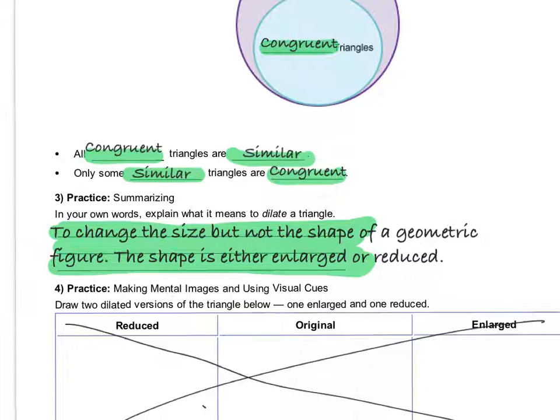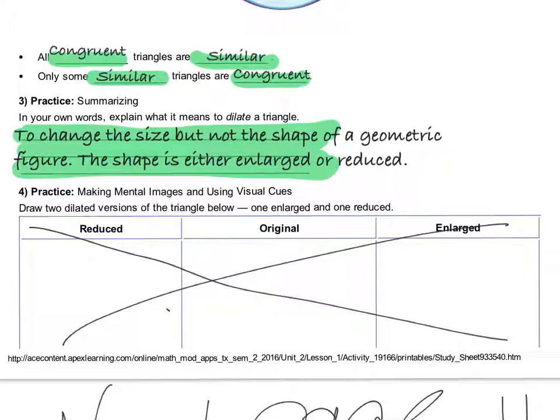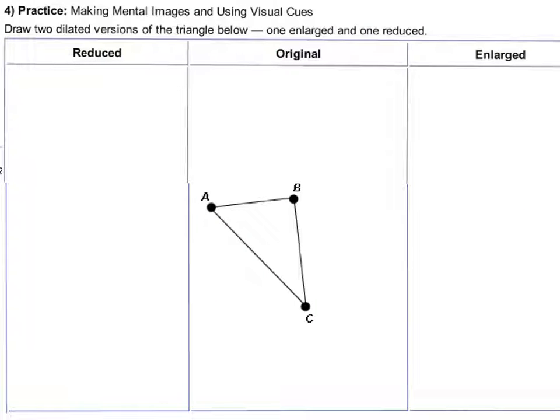All right, now you have it all typed up for you. What you see right below that, by practice 4, it says reduce the original or the enlargement. I went ahead and put that on the next sheet, so let's go ahead and look at that. Okay, so this was about as best as I can get it to match up. It said making mental images and using visual cues. We're going to draw the two dilated versions of the triangle below. One's going to be enlarged, which means we're going to make it bigger. And the other one is going to be reduced, meaning that we're going to make it smaller. Here we go.